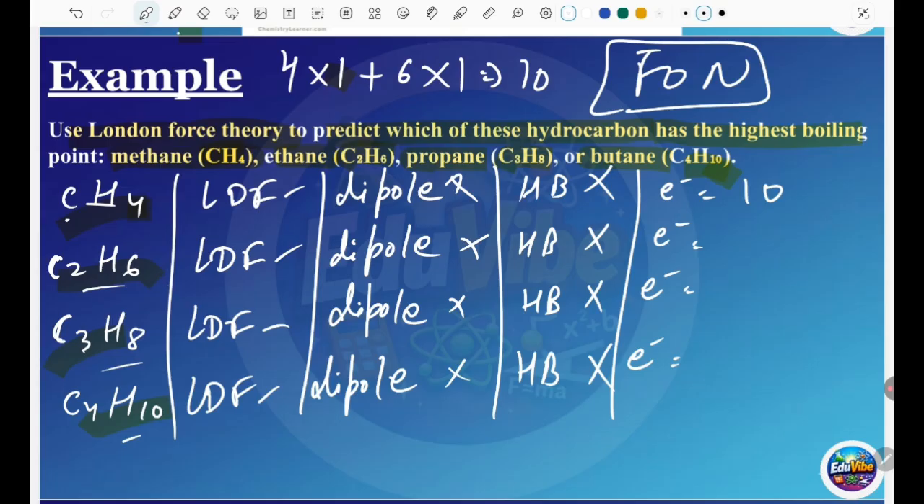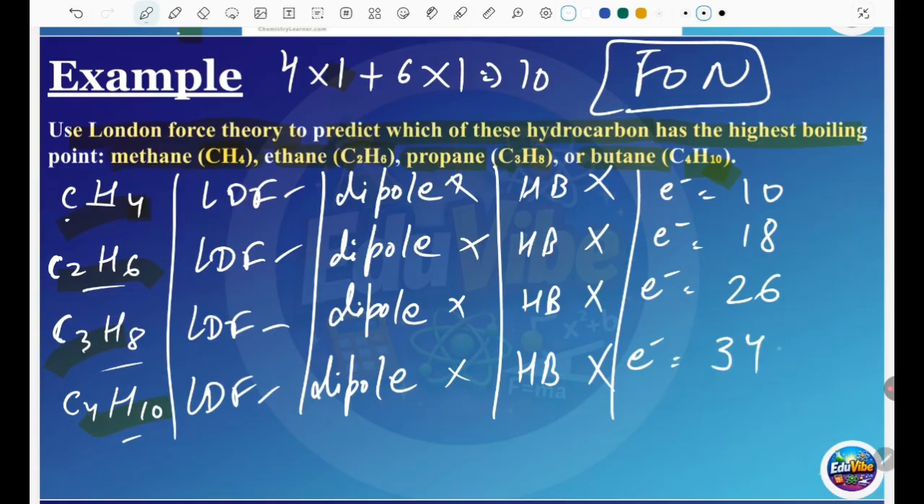So 6 into 1 is 6, and 2 times 6 is 12, and 12 plus 6 is 18. Then we have 8, and 3 times 6 plus 6 is 18. 18 plus 8 is 26. Last we have 4 multiplied by 6, 24. 24 plus 10, we have 34.